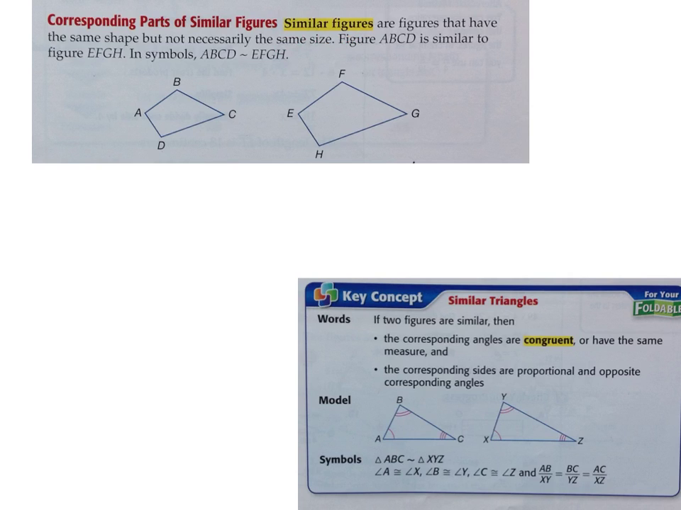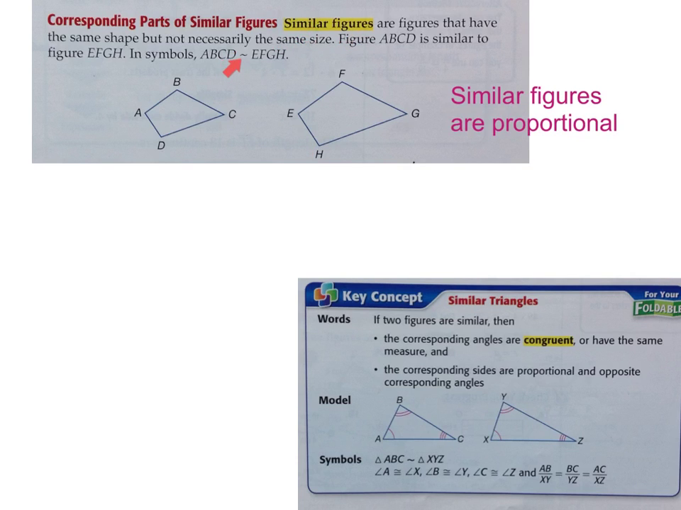Now when we're dealing with similar figures, so these two are going to be similar. They have the same shape and the same angle measurements. Okay, so like this angle would be the same as this angle, the measurement, but they don't necessarily have the same size. We can see this one's larger, but we can see that all the angles would be the same measurement. Okay, so those are similar figures.